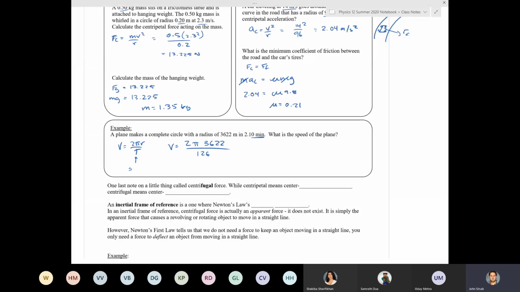Okay. So 2 times pi times 3622 divided by 126, and you get V equals 181 meters per second. Notice how this is meters, 2 and pi don't have units, so that top is meters, the bottom is seconds, so your answer comes out as meters per second. Any questions about any of the examples? It's fairly simple, you just plug things in.